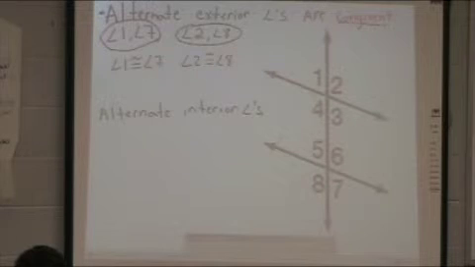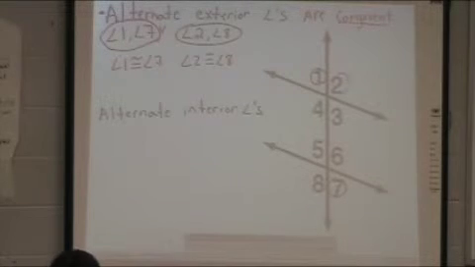We learned that alternate angles are on the opposite side of the transversal. If you want an alternate exterior angle, you've got to have one that's on the exterior, one from the top, one from the bottom. So we learned that angle 1 and angle 7 were alternate exterior angles, and angle 2 and angle 8 were alternate exterior angles. We also learned that alternate exterior angles are congruent.